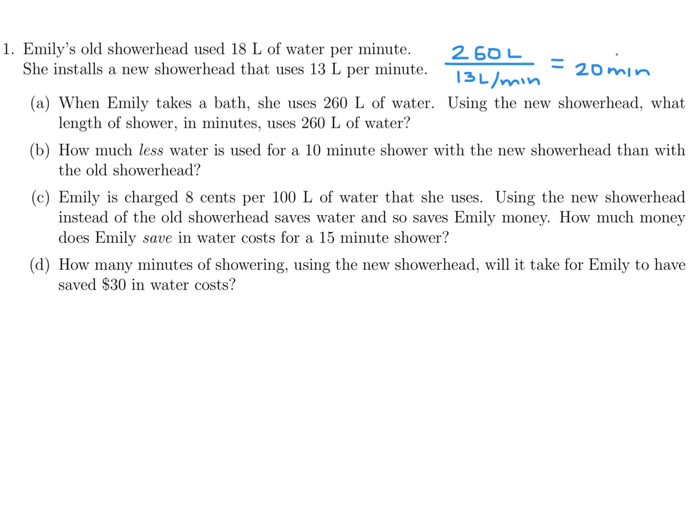How much less water is used for a 10-minute shower with the new shower head than with the old shower head? So I guess you make a comparison. The old one was 18 liters per minute, and you are going to use that for 10 minutes, so that's going to be 180 liters. The new one is 13 liters per minute, and again, if you use it for 10 minutes, that's going to be 130 liters. So the difference is 50 liters, and that's basically how much less water she's going to be using with the new shower head in comparison to the old one.